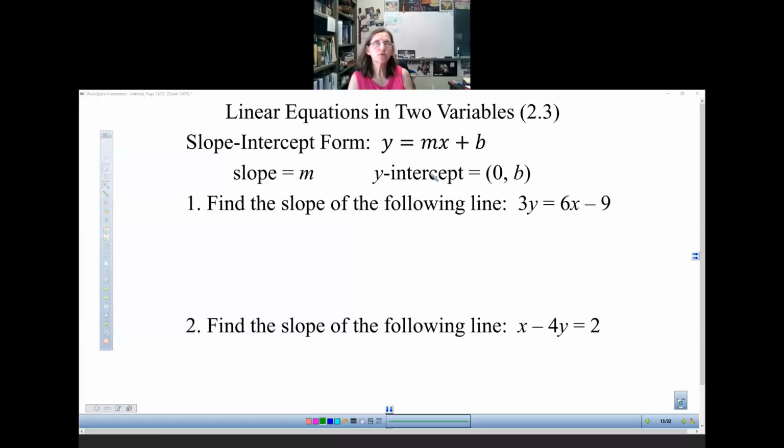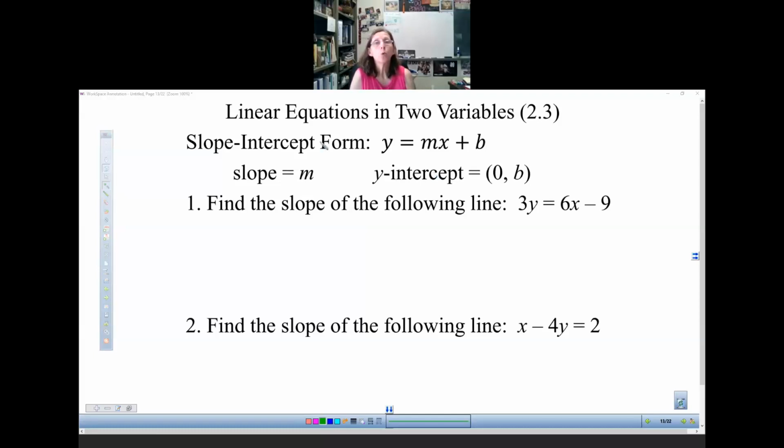It's also a form that's very useful later on in algebra when we talk about things called functions. That slope-intercept form is going to be super friendly. So we're going to talk about this slope-intercept form, and what we want to do with these first problems is we simply want to take a linear equation and put it into slope-intercept form so that we can identify the slope and the y-intercept.